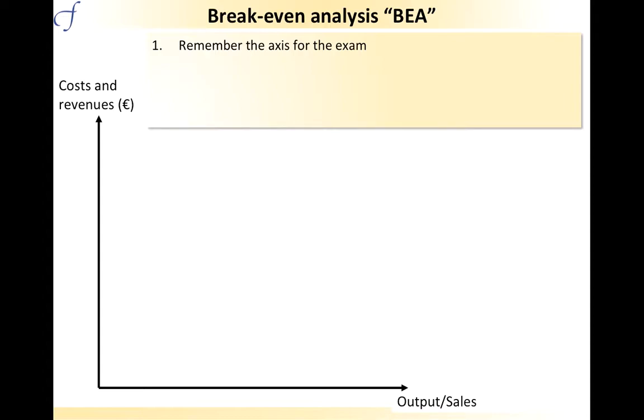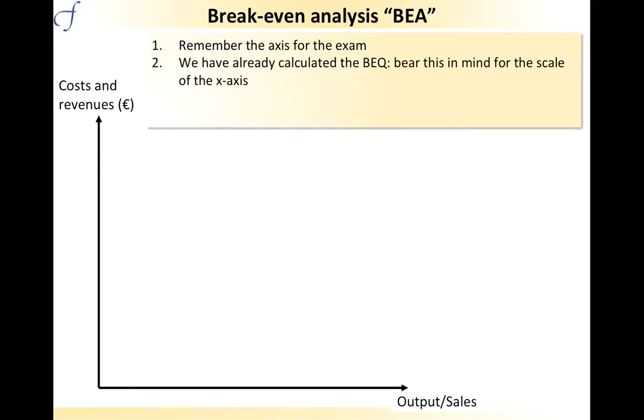The cost and revenues are expressed in a monetary unit. Could be euros, could be in our case pounds, or whatever the exercise is about. Make sure that you read the information carefully and adapt the axis accordingly by expressing it in the correct monetary unit. Second, we have already calculated the break-even quantity, and this is very important for the scale of the x-axis of the output and sales. In our case, we calculated that the break-even quantity was equal to 1,500 units.